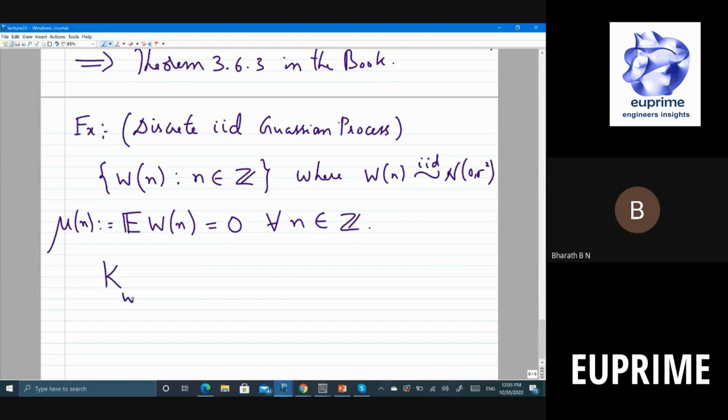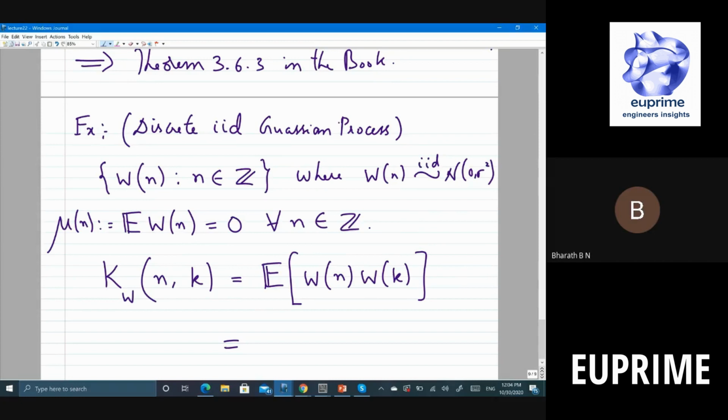Now the next thing that I need to know is the covariance, right? So I'll take two time instances, n and k. Okay, don't get confused with the k that I chose earlier. So this is the covariance function of this stochastic process at time instances n and k. So what is this? This is nothing but the expected value of W of n times W of k. What can you say about this? Whenever n and k are not equal, they are independent random variables with zero means. So the expected value of the product becomes the product of expected values. The expected values are zero. Therefore, it will be zero.